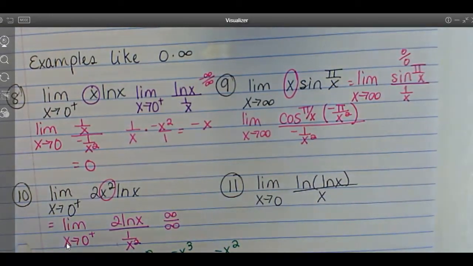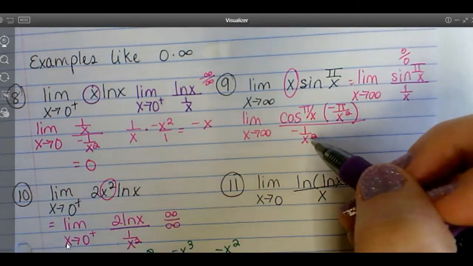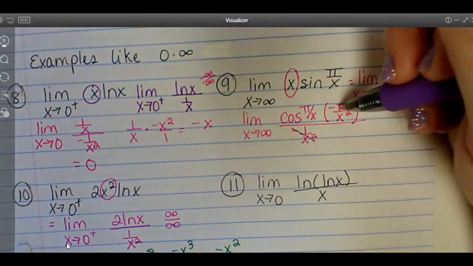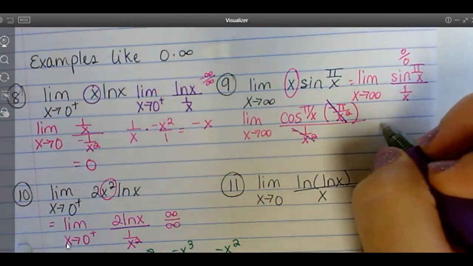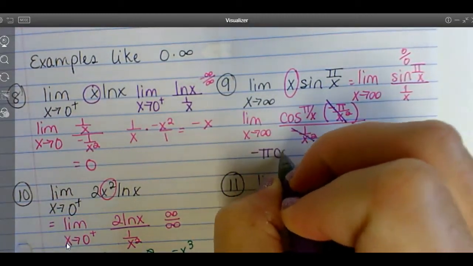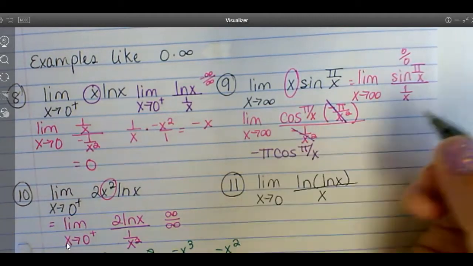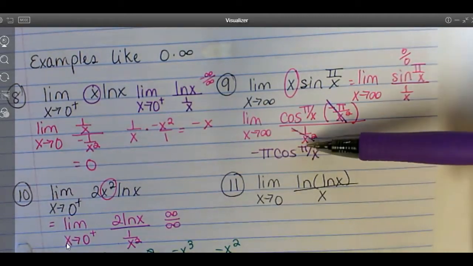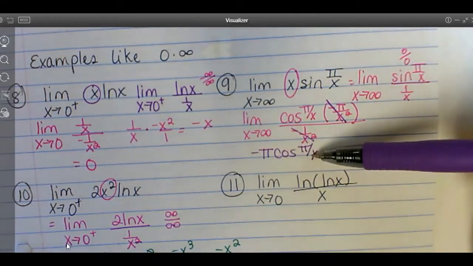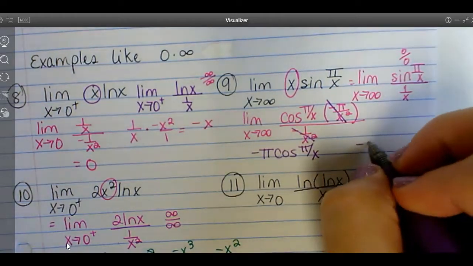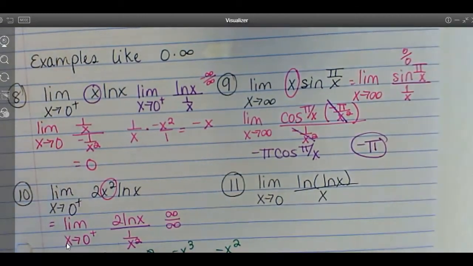Alright, I would simplify here before you start plugging things in. Negative 1 over x squared cancels with the negative 1 over x squared on top. So what I'm left with is negative pi cosine of pi over x. Alright, infinity goes here, so pi over infinity, that's the 0 in the limit. Cosine of 0 is 1 times negative pi, so that means negative pi is my answer.